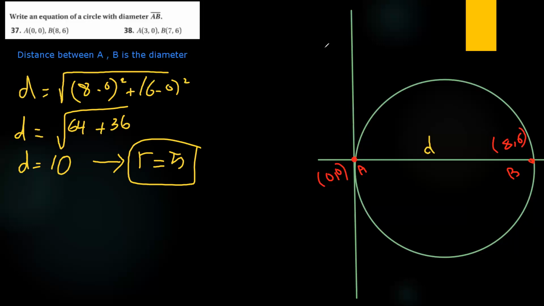Okay, so I told you now, what did I need? I need the center and the radius. I found the radius. Now, how can I find the center now? If you have the two endpoints.